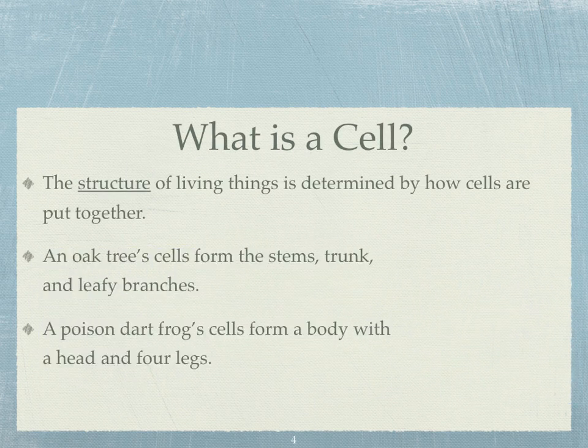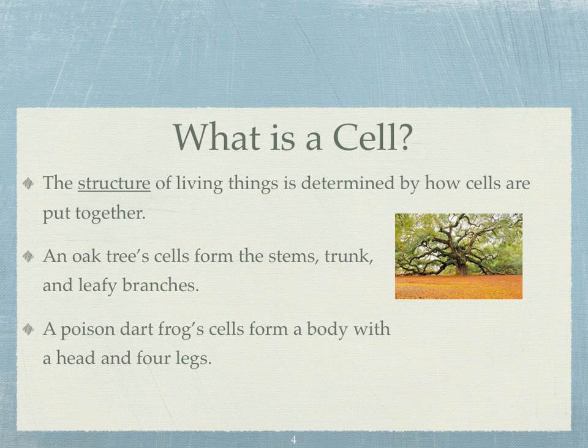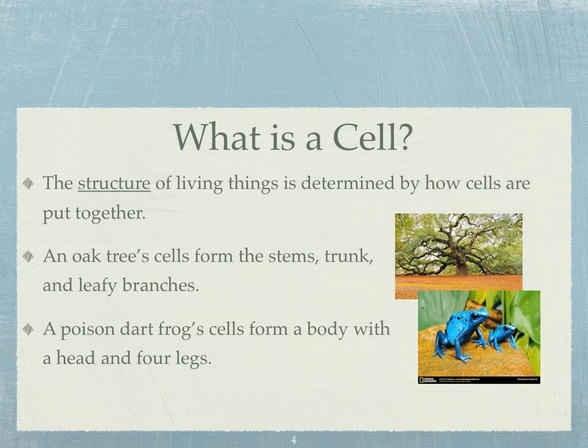When you describe the structure of an organism, you describe what it is made of and how the parts are put together. The structure of a building is determined by the way the bricks, steel beams, and other materials are arranged. The structure of living things is determined by the amazing ways in which cells are put together. An oak tree, for example, consists of cells arranged to form a trunk, stems, and leafy branches. A frog's cells make up the body with a head and 4 legs.